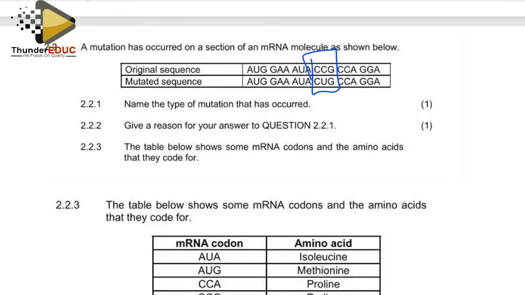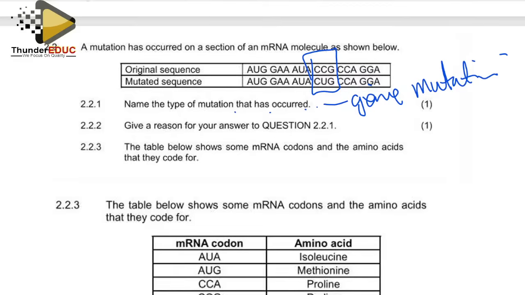So name the type of mutation shown here. How do you call this? Because it's just a mutation. So we call it gene mutation. Gene mutation or point mutation.